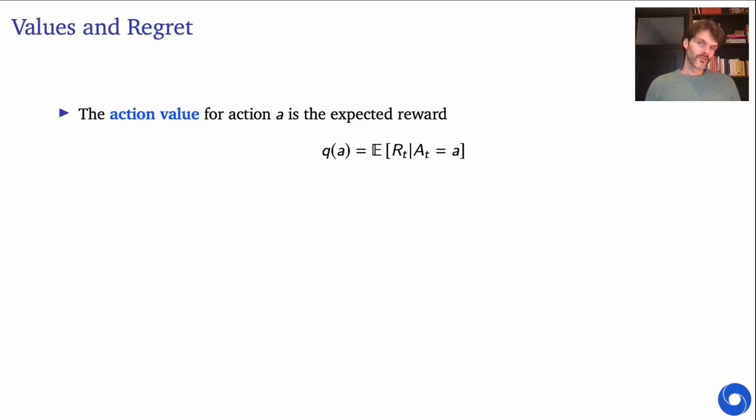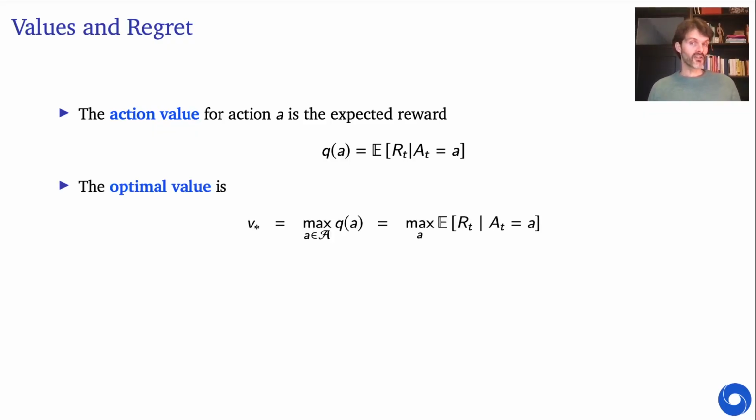Now, one good concept to still use would be the notion of an action value, which we also talked about last lecture, which in this case is quite simple. This is just the expected reward given that you've taken that action. So the action value for action A is the expected reward for action A. Now we can also talk about the optimal value. The optimal value that you can achieve at any time step is simply the maximization of the action values over actions. This is the maximum expected reward.